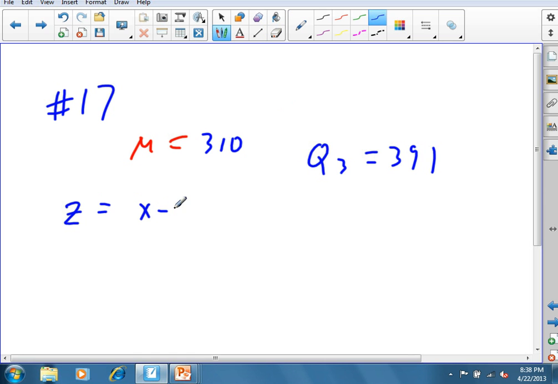I need to know x, I need to know mu, and I need to know the standard deviation. So I know x, I know mu, but I don't know the standard deviation. So I got to calculate the standard deviation first.